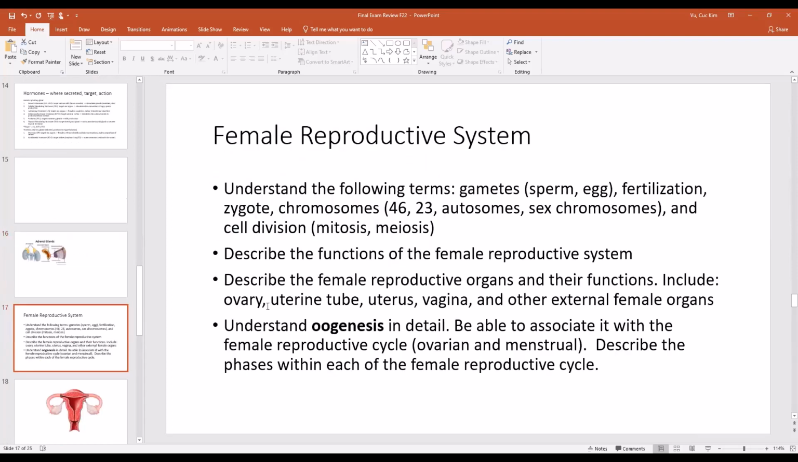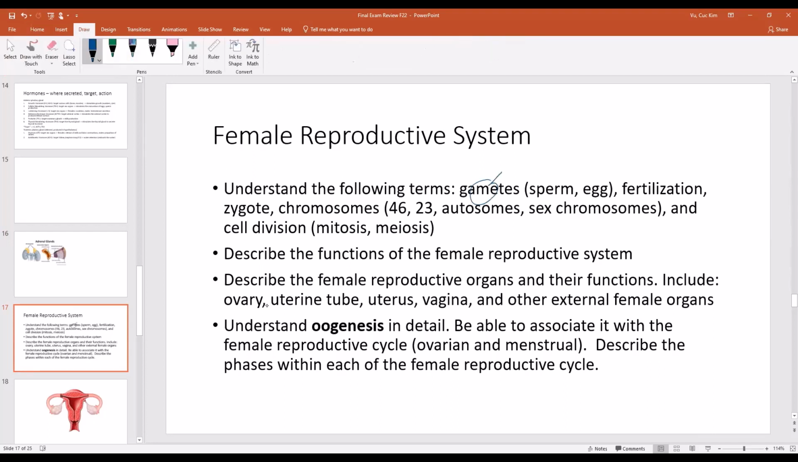Then the female reproductive system. The learning objectives for these include understanding the following terms: what's a gamete, what's fertilization, what's a zygote, what are chromosomes, and cell division. We'll briefly go through these. What's a gamete again? It's the sex cell. These are the sex cells, and they include sperm and egg.